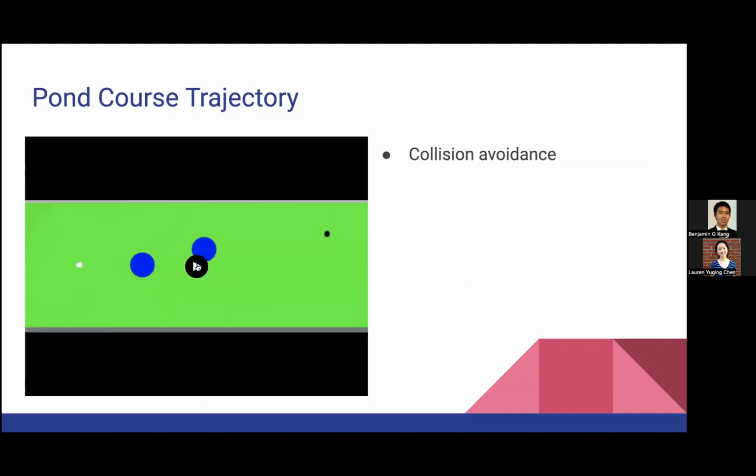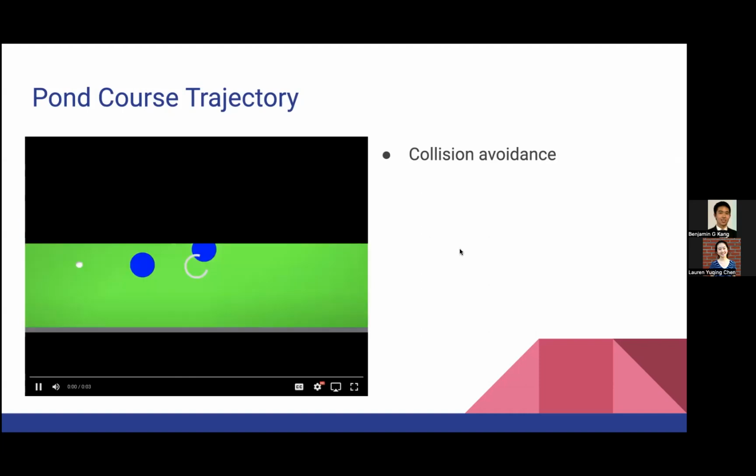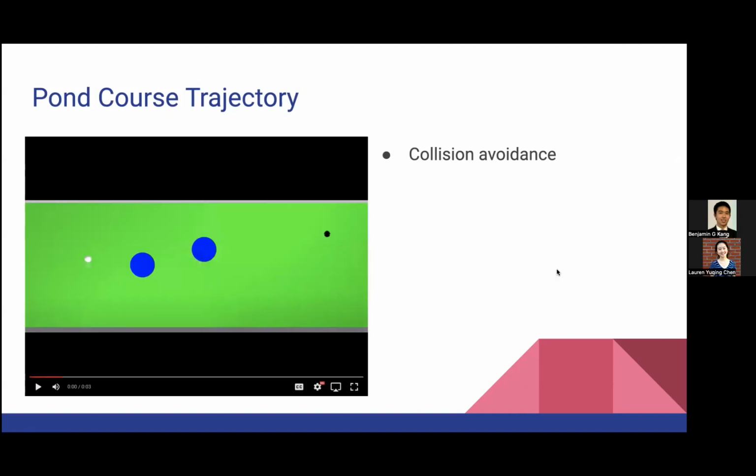Next, we have a pond course where we have two blue circular ponds that the ball must avoid, and it does so by going above the ponds, as you can see. We implemented this as a collision avoidance problem where the distance between the ball and the ponds has to be at least the sum of the radii.